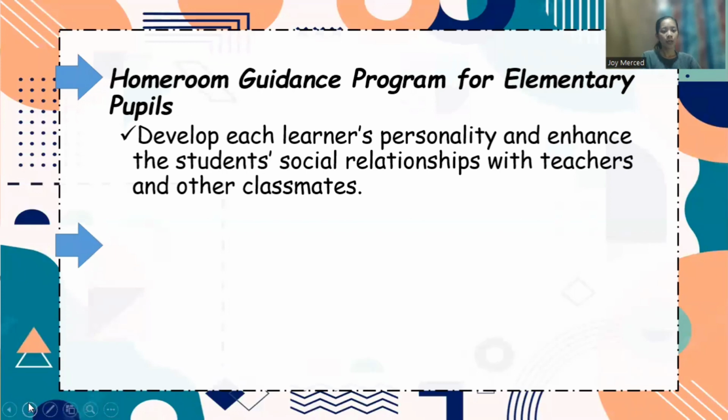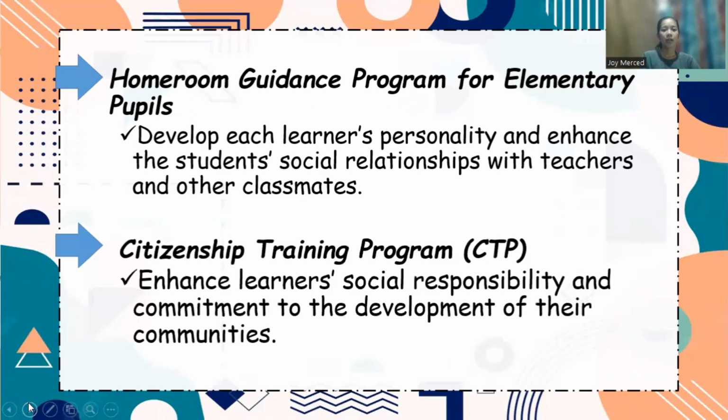The next feature of secondary education is the Citizenship Training Program, or the CTP. This is a restructuring of the CAT, or the Citizenship Advancement Training. This aims to enhance learners' social responsibility and commitment to the development of their communities. It also intends to develop their abilities to uphold law and order as they actively lead and participate in activities and projects for community development, and to assist the government, especially in times of emergency.